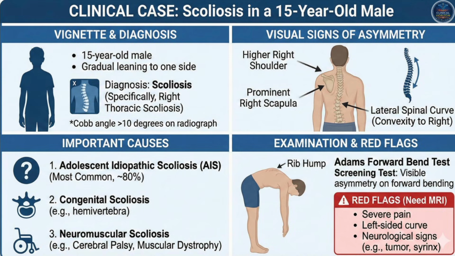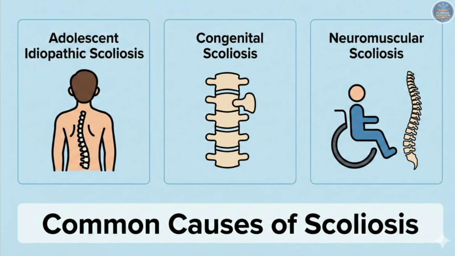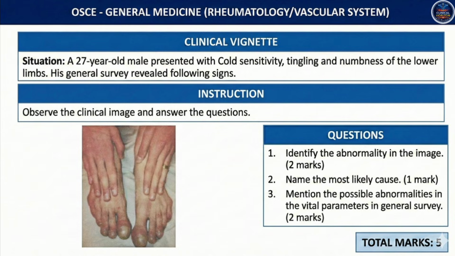In a male patient, or if there is severe pain, or if the curve is convex to the left side, you must suspect underlying pathology like a spinal cord tumor or syrinx, and an MRI would be mandatory. In contrast, idiopathic scoliosis is typically painless and usually curves to the right.